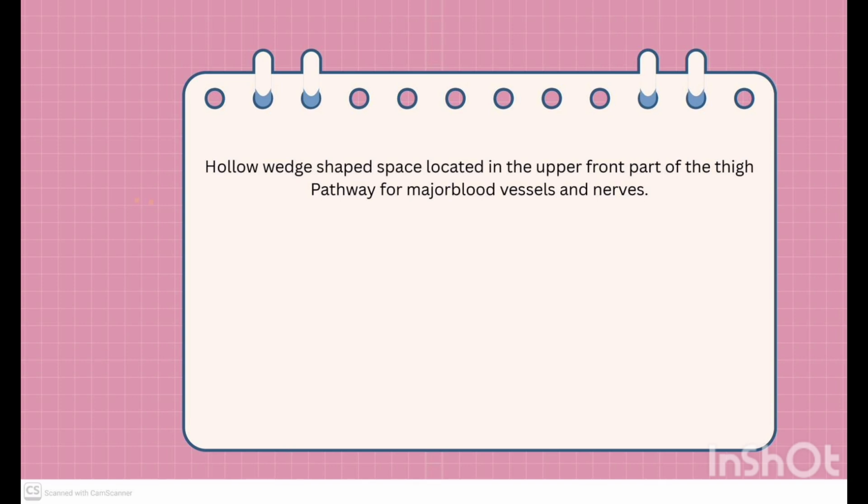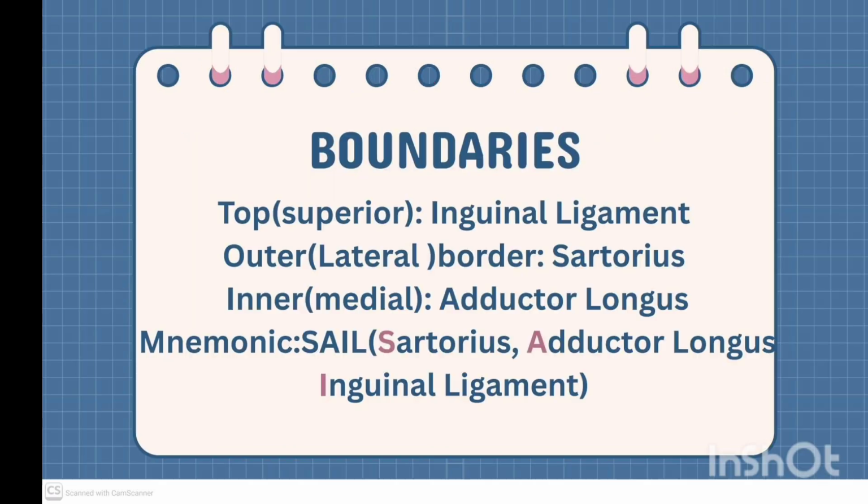So it is a triangular-shaped space in the upper front part of the thigh, forming the pathway for the major blood vessels and nerves. Now coming to the boundaries, it is a triangular-shaped space. So the top or the superior border is formed by the inguinal ligament, the outer or the lateral border by the sartorius muscle, and the inner or the medial border is formed by the adductor longus muscle. So three structures: inguinal ligament, sartorius, and the adductor longus muscle.